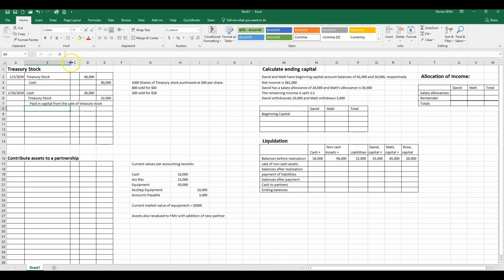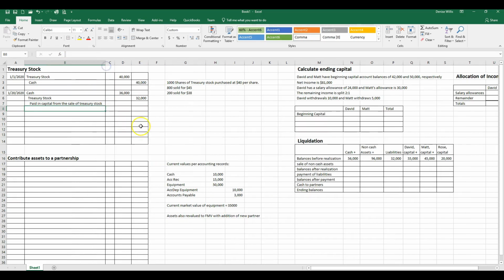Let me make this bigger. We can see the difference is $4,000. Now we could also prove that $4,000 if we wanted to. We had bought it at 40. We sold it at 45, so that's $5 extra per share. 5 times 800 would give you that same $4,000.